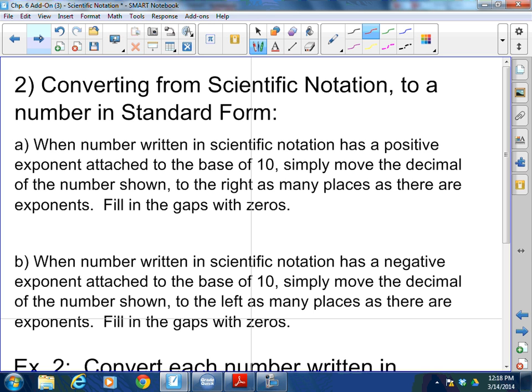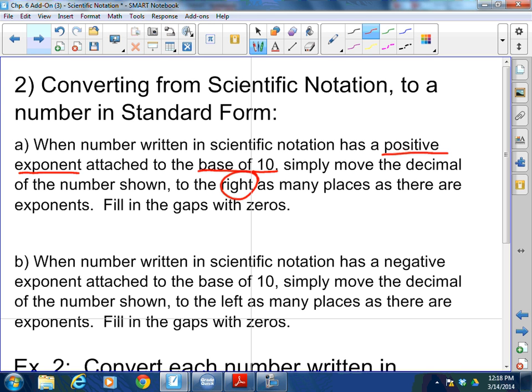Second skill. This one's really simple. Converting from scientific notation to a number in standard form. This is a piece of cake, guys. This one is straight up easy. When a number is written in scientific notation and has positive exponents attached to the base of 10, simply move the decimal of the number shown to the right as many places as there are exponents. That makes sense. Positive numbers, we usually go to the right, correct? Is that on the right side of the number line?